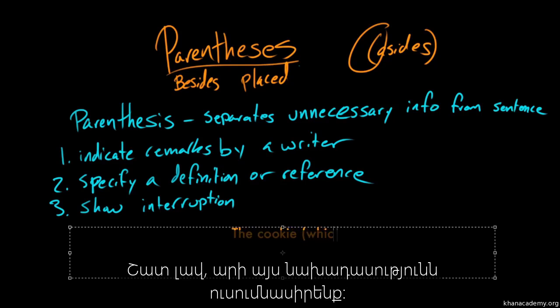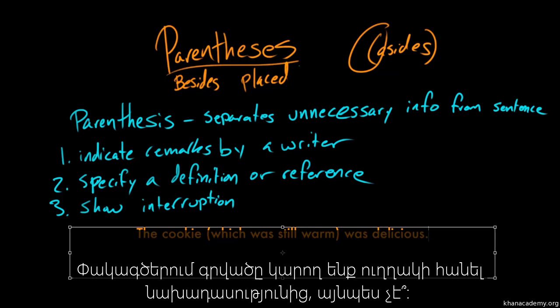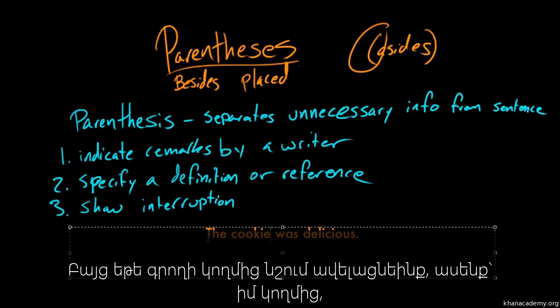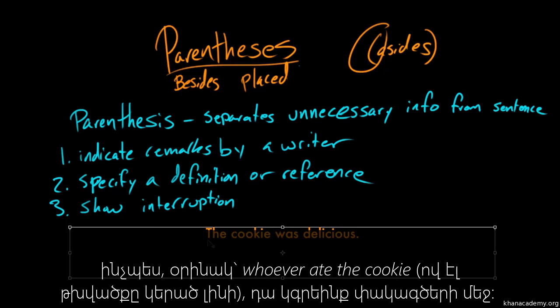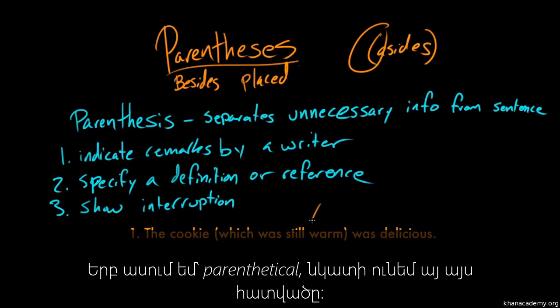All right, so let's take these one at a time. Here we've got something like, the cookie, which was still warm, was delicious. Now, we could conceivably take that out of the sentence, right? Because the sentence is basically, the cookie was delicious. But if we wanted to add an additional remark by a writer, which is whoever ate the cookie, namely me, we would put in this parenthetical remark. It's some extra information. When I say parenthetical, I'm talking about this little aside here. So this is what's called a parenthetical aside.